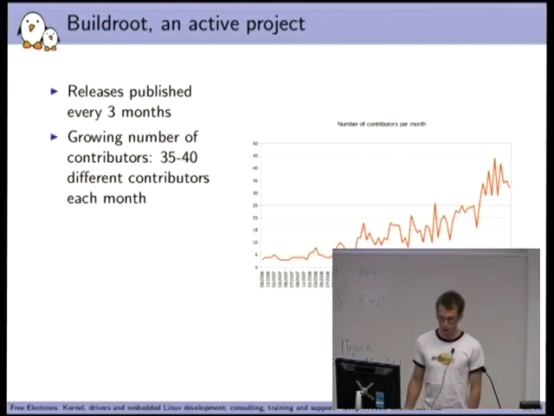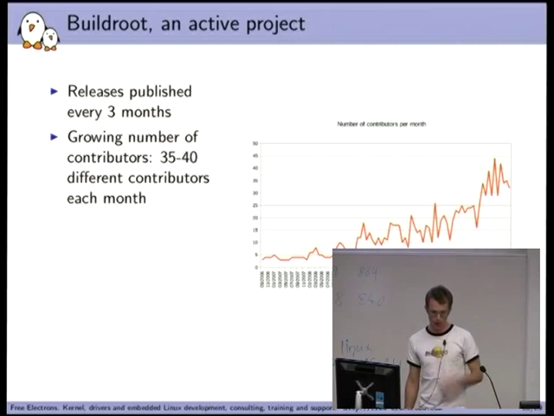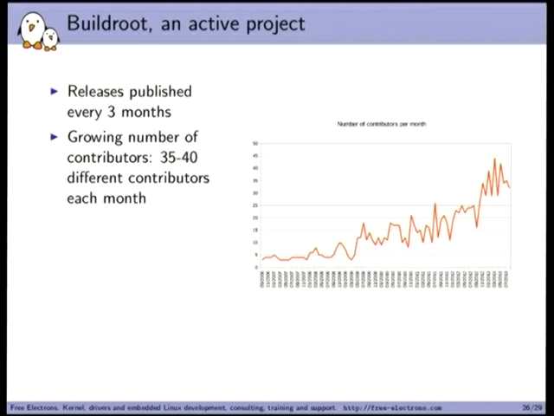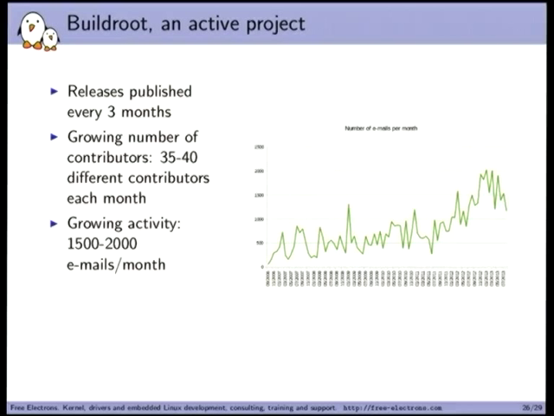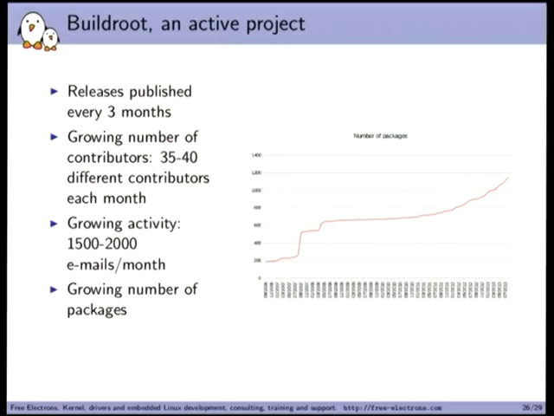We have a growing number of contributors. These days we have between 35 and 40 different contributors each month that have patches integrated into the tree. In fact, we have many more contributors sending patches, but for the patches that are accepted, it's 30, 40 people each month. Mailing list activity is also showing that the project is gaining interest, between 1500 and 2000 emails a month, and it's growing. And the number of packages is also growing.